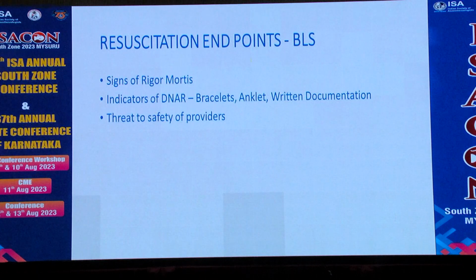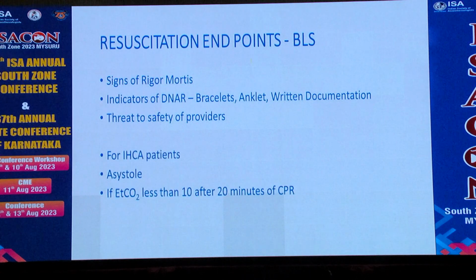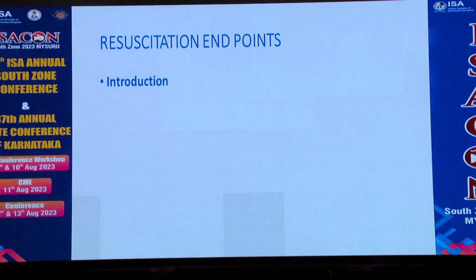And as per the AHA, the endpoints are: whenever signs of rigor mortis are seen, indicators of DNAR are there in the patient, either as bracelets, anklet, or written documentation saying do not resuscitate, or whenever there is a threat to safety to the providers. That is only for the BLS. And for in-hospital cardiac arrest, if asystole is seen on the ECG monitor, or if the end-tidal carbon dioxide is less than 10 even after 20 minutes of resuscitation. These are for the IHCA patients, after the ACLS.